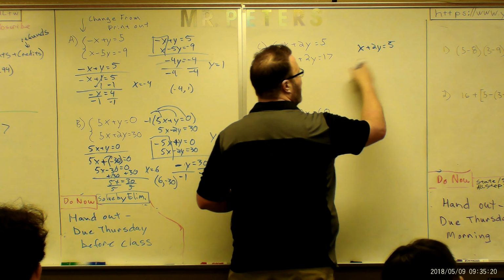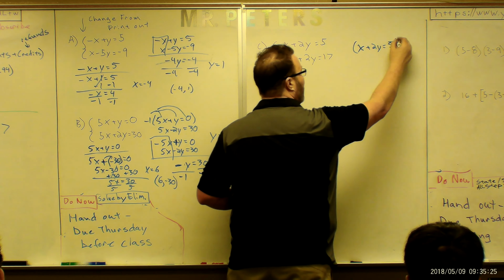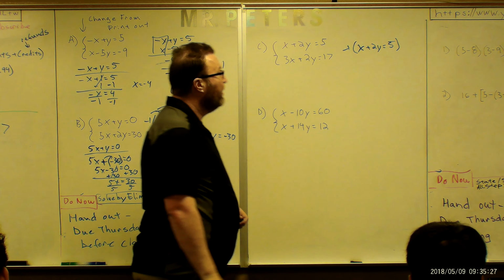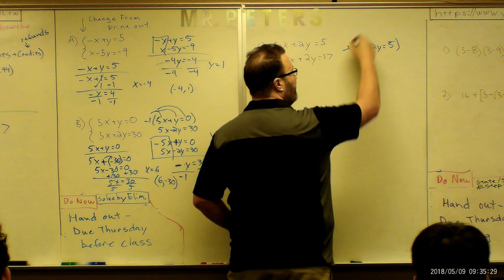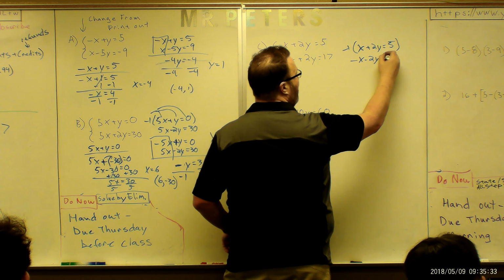How do I write this, by the way? What do I do now? Yeah, and then -1 on the outside, right? And now we're going to do distributive property. Just make sure you go all the way across, okay? So -x minus 2y minus 5.